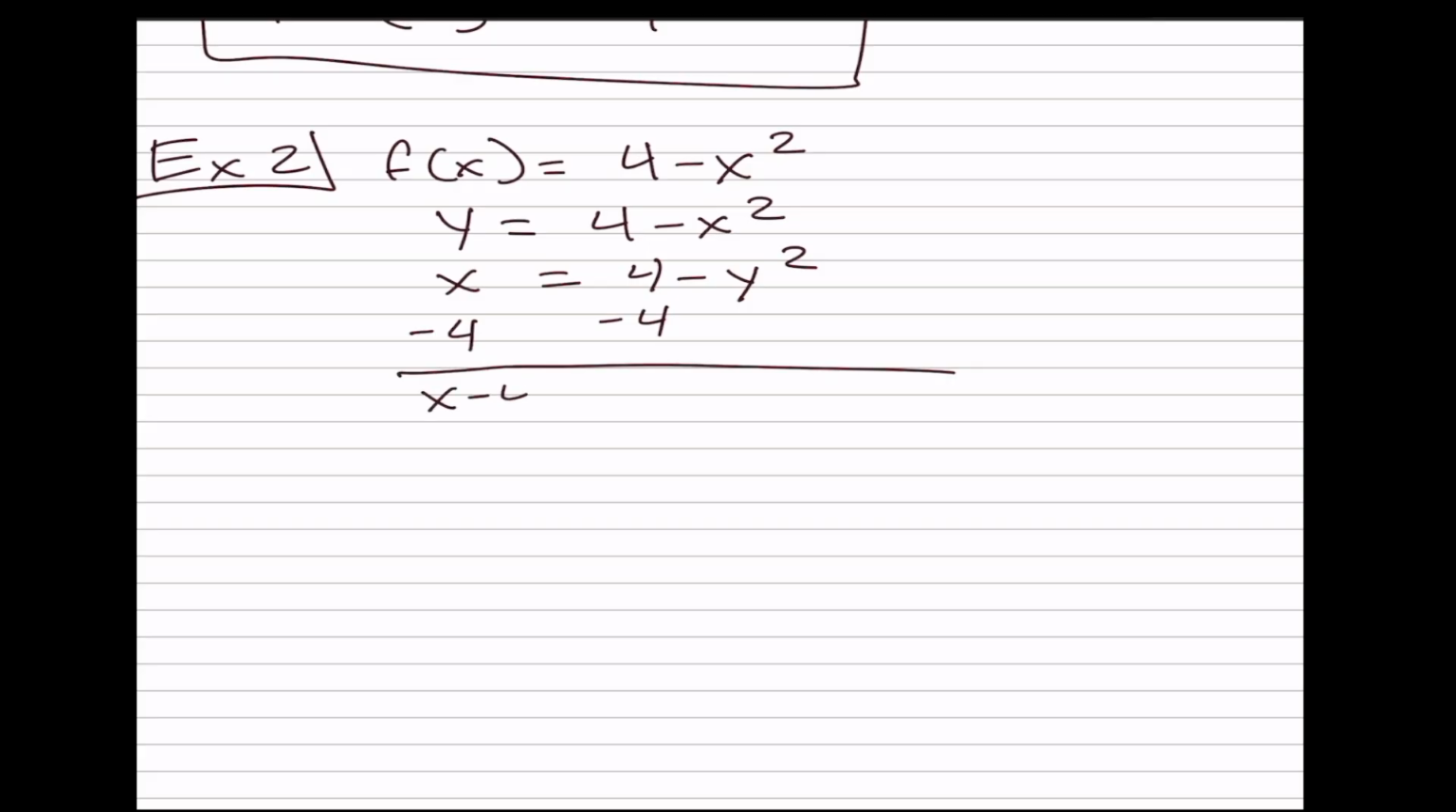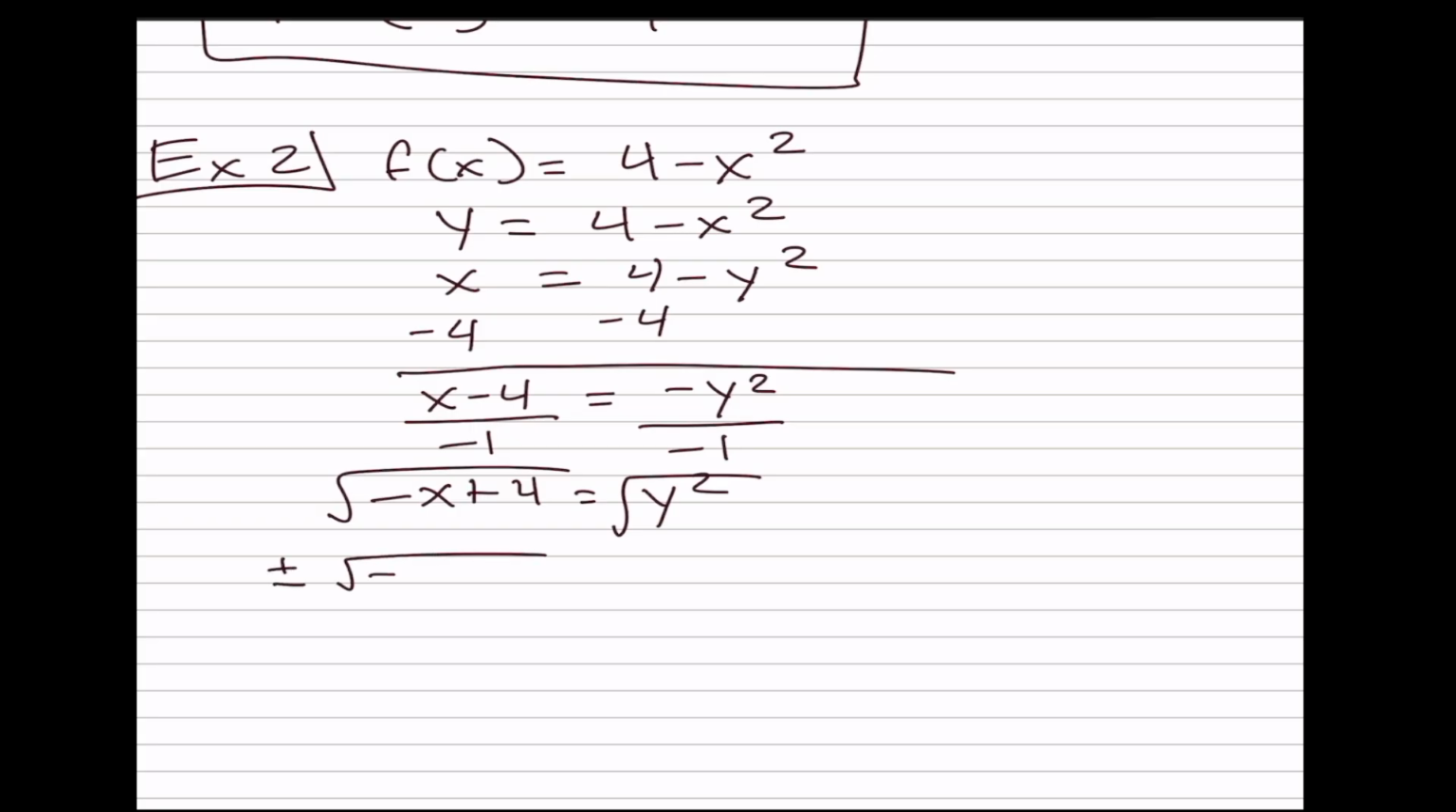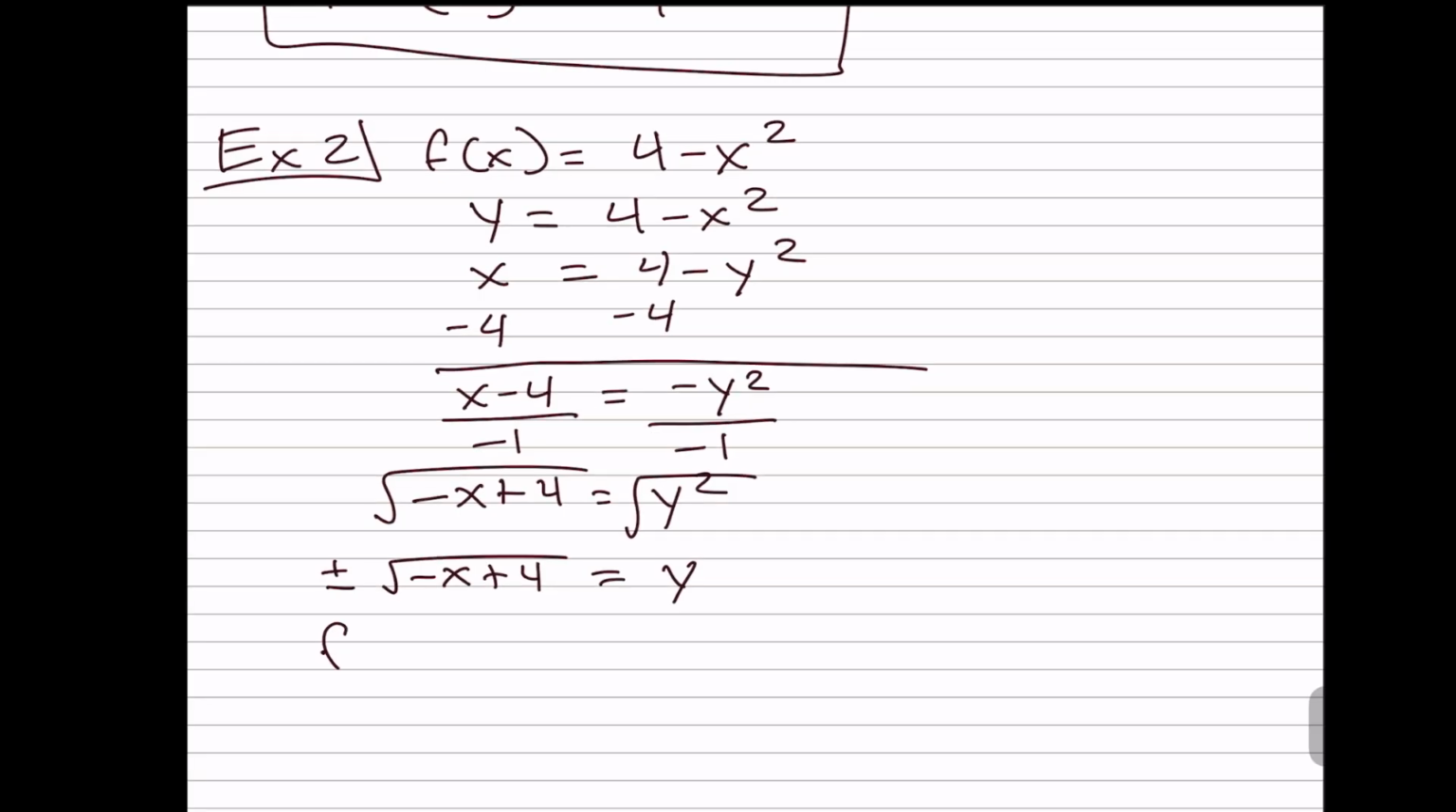And you're going to end up with x minus 4 is equal to negative y squared. Now you're going to divide by negative 1 on both sides. So you're going to end up with negative x plus 4 is equal to y squared. And your last step is to square root both sides. And when we square root both sides, remember that we have two answers. We have a positive and a negative. So on the left, we'll have plus or minus square root of negative x plus 4 is equal to y.